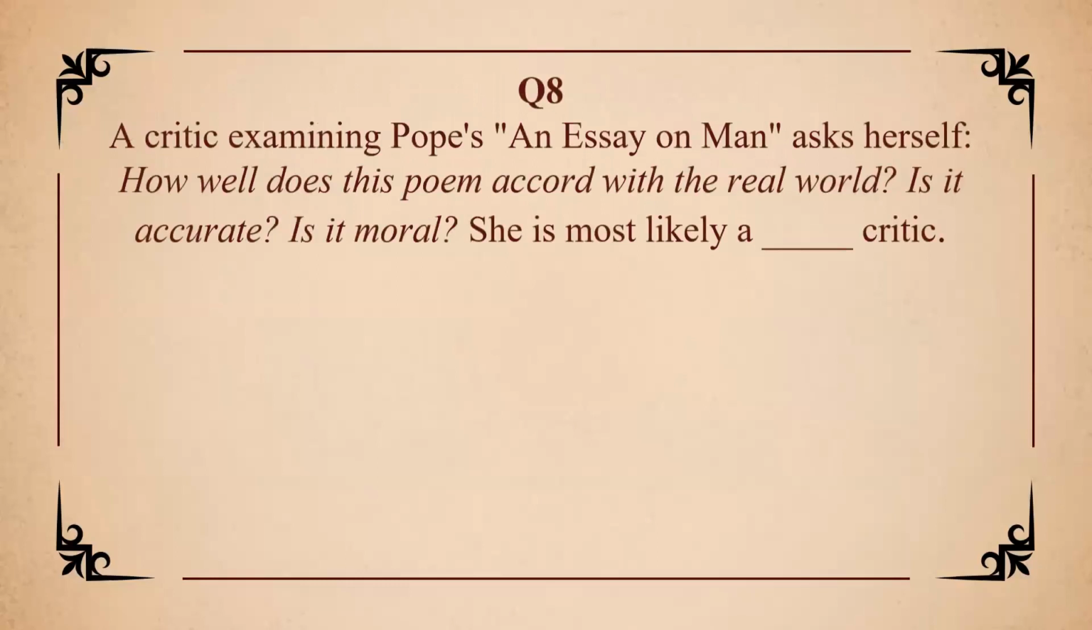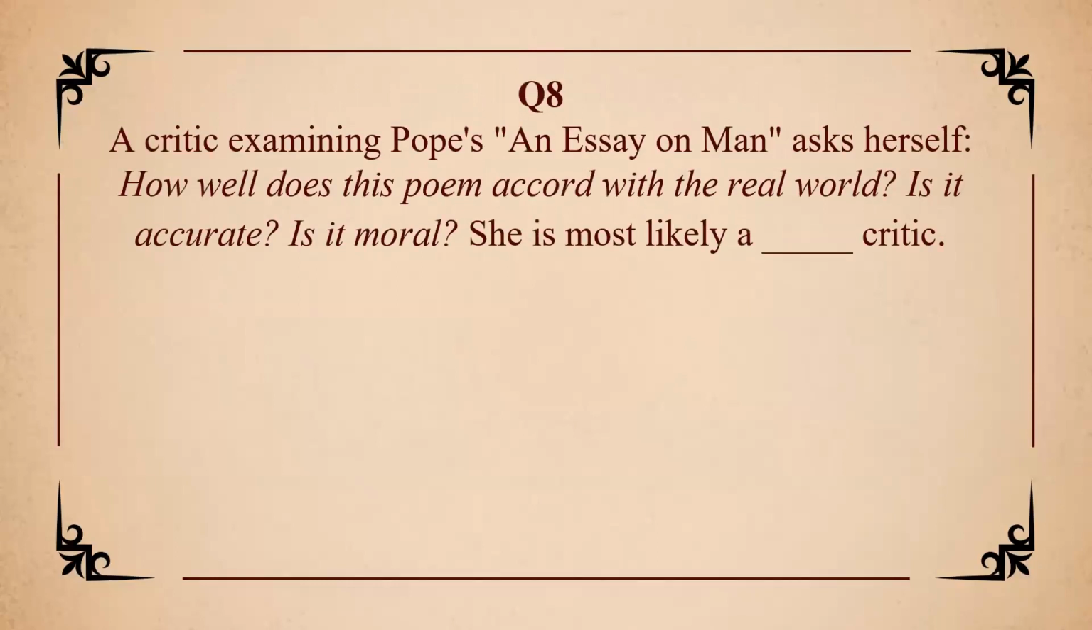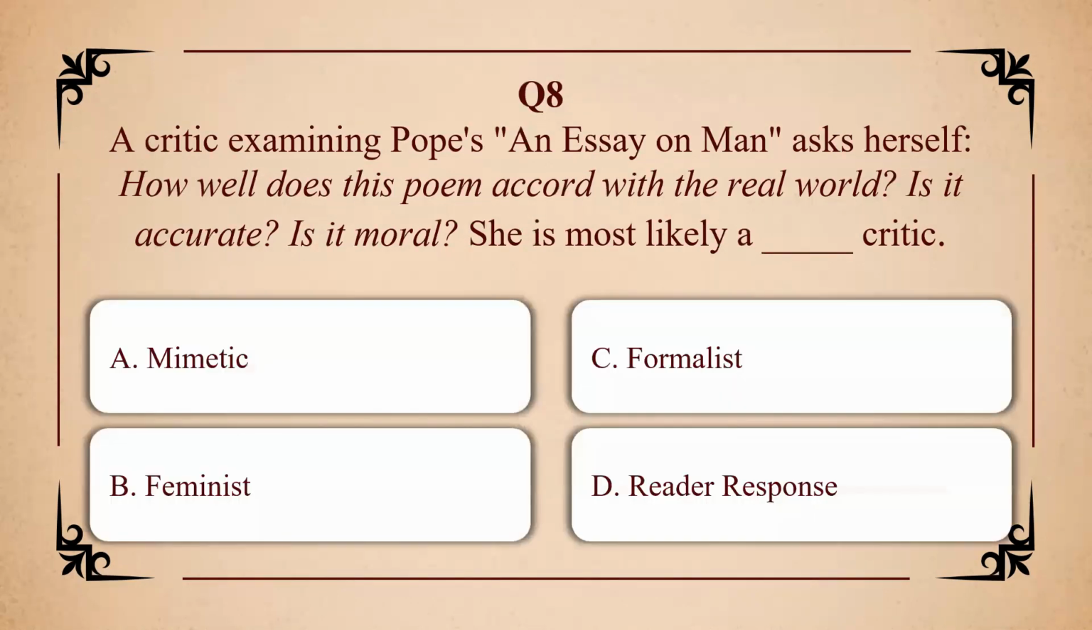Number 8. A critic examining Alexander Pope's An Essay on Man asks herself, how well does this poem accord with the real world? Is it accurate? Is it moral? She is most likely a blank critic. A. Mimetic. B. Feminist. C. Formalist. Or D. Reader response. The answer is letter A.